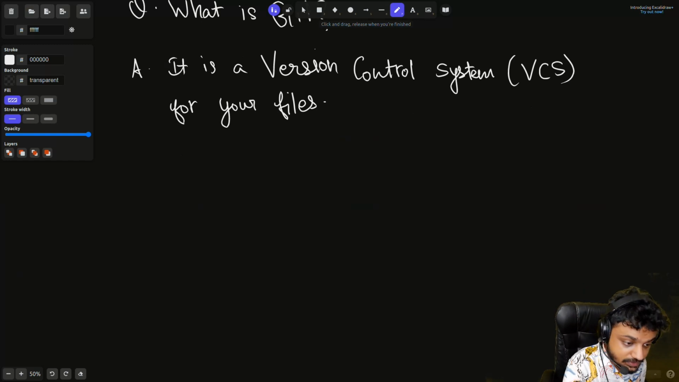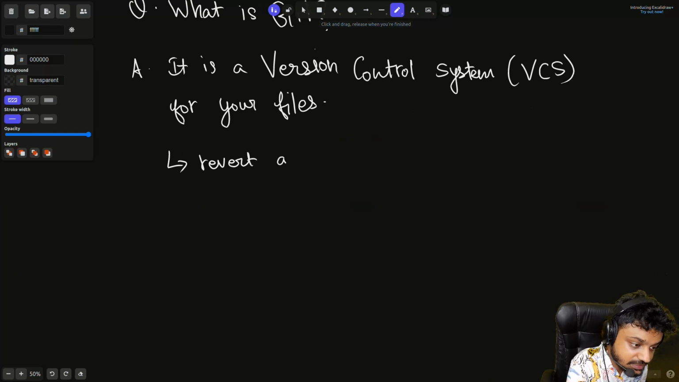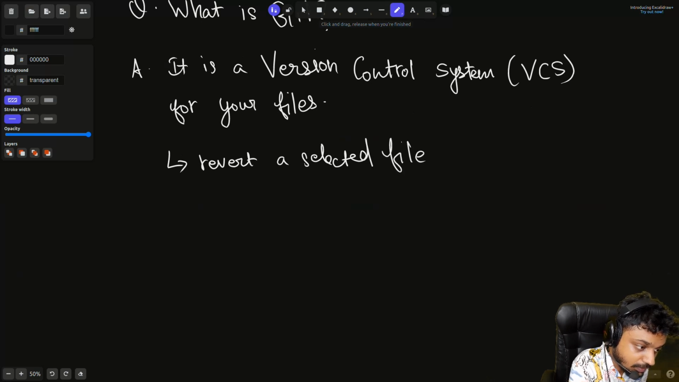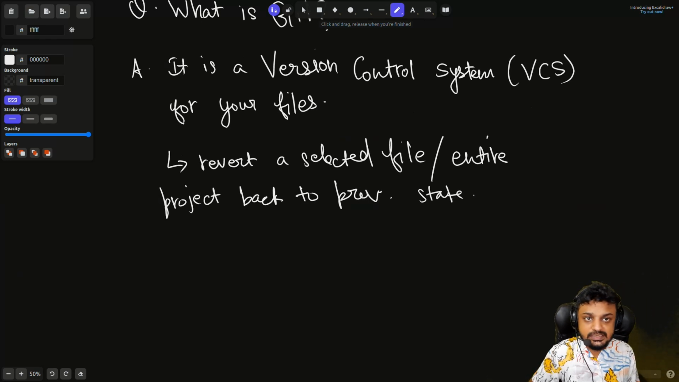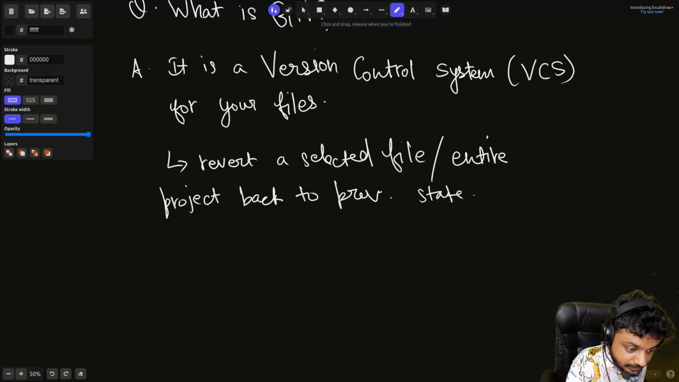The first thing that it allows you is to revert a selected file or an entire project back to a previous state, right? So it allows you to revert your files or your entire project back to a previous state. Why? Because it is maintaining the versions of your projects. It also allows you to compare changes over time, right? So you can compare changes over time.